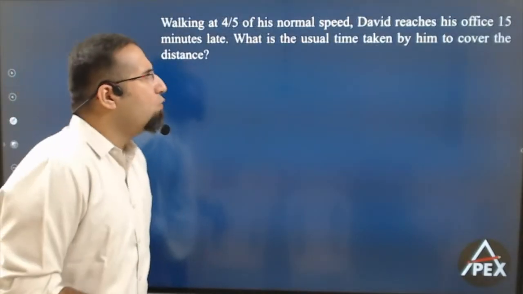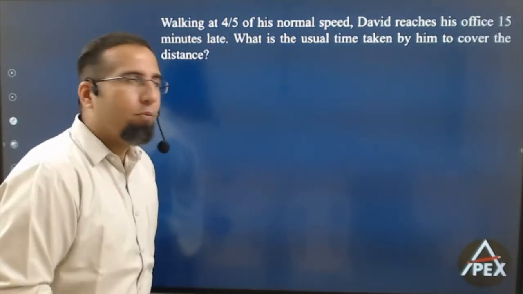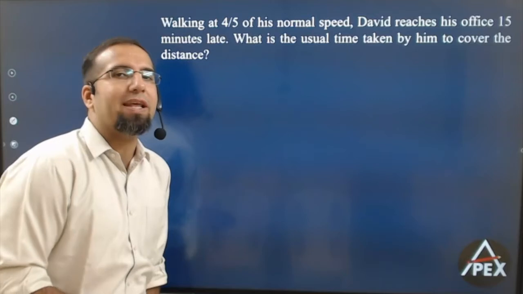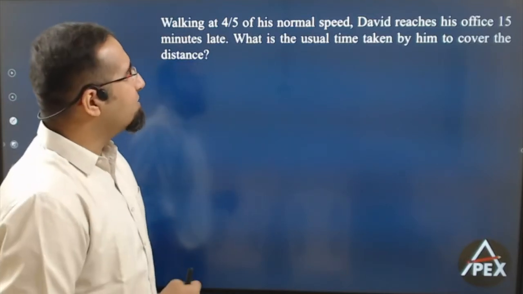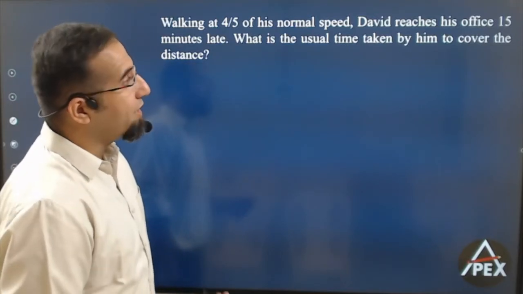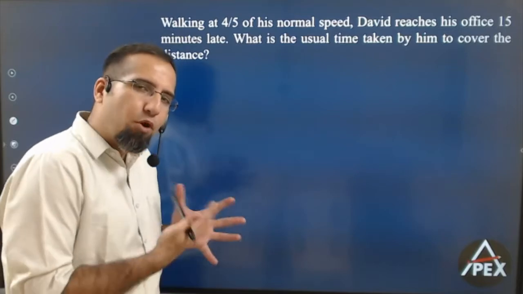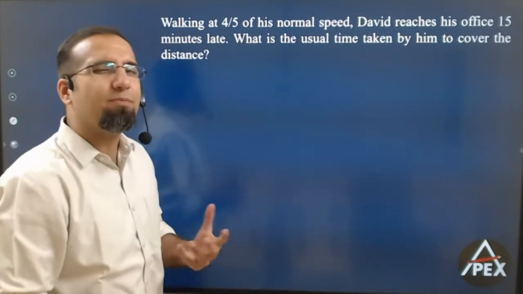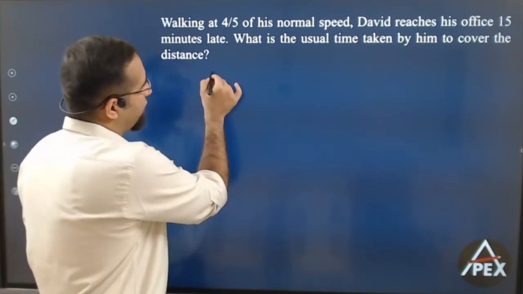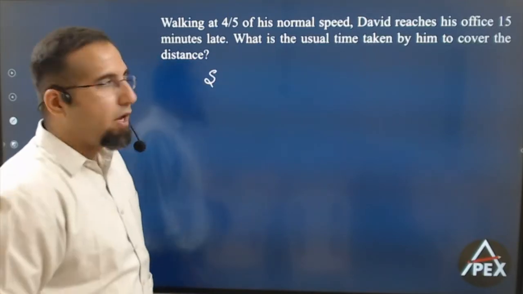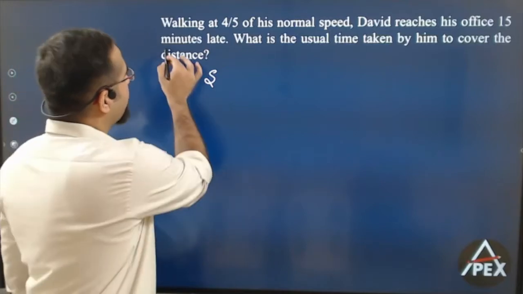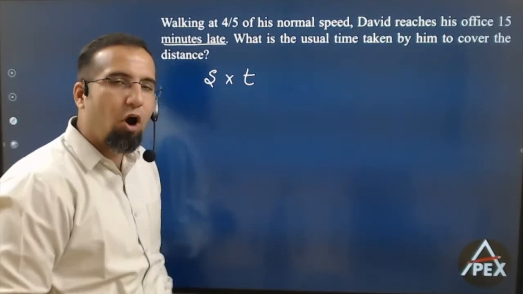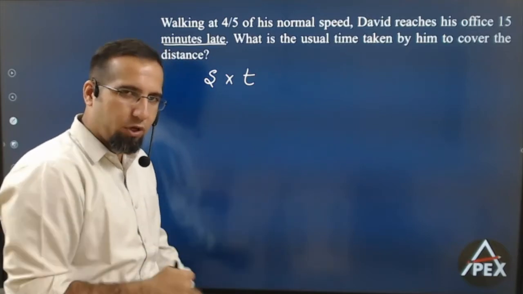Now, walking at 4/5 of his normal speed, David reaches his office 15 minutes late. What is the usual time taken by him to cover the distance? So what does this plot talk about? Every day, David goes to his office at some speed. So let's say David goes at a speed of s, and since I'm told about 15 minutes late, let me assume that the time taken is t in the form of minutes. This is the usual time.